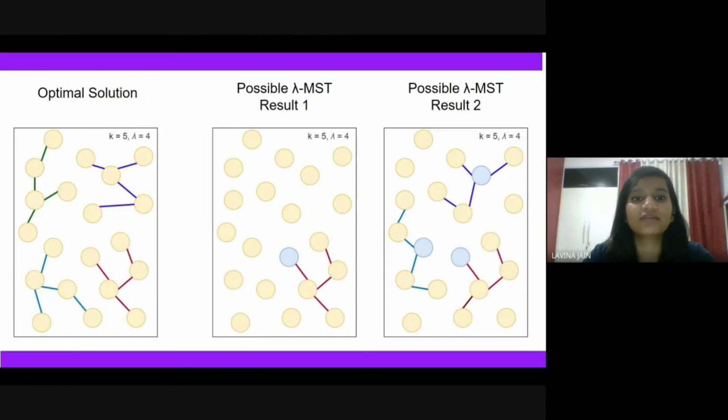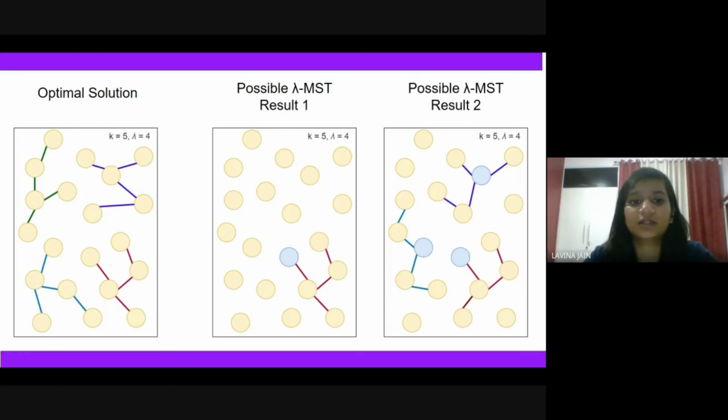Now, why can there be such vertices left? Let us look at an example. When we construct a lambda MST, in the good case, we construct a tree from the optimal solution. But in the unlucky case, we might pick vertices from different trees of opt and combine them into one tree. Due to this, we can be left with vertices such that there does not exist any lambda MST of low cost that can cover them.